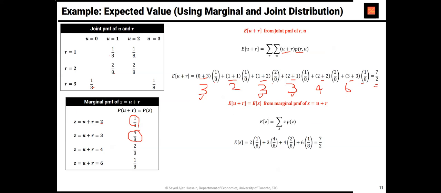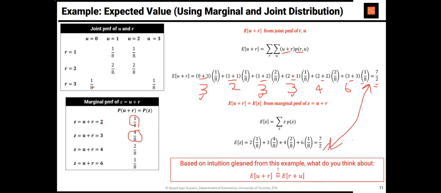And then we're good to go, because if you want the expectation of u plus r, you actually want the expectation of z, which is of course the values of z, 2, 3, 4, 6, multiplied by the corresponding probabilities. That's exactly what you see here. Add them all up, and voila, you get the exact same answer as you got by the joint PDF. See, so there are tricks to doing this.